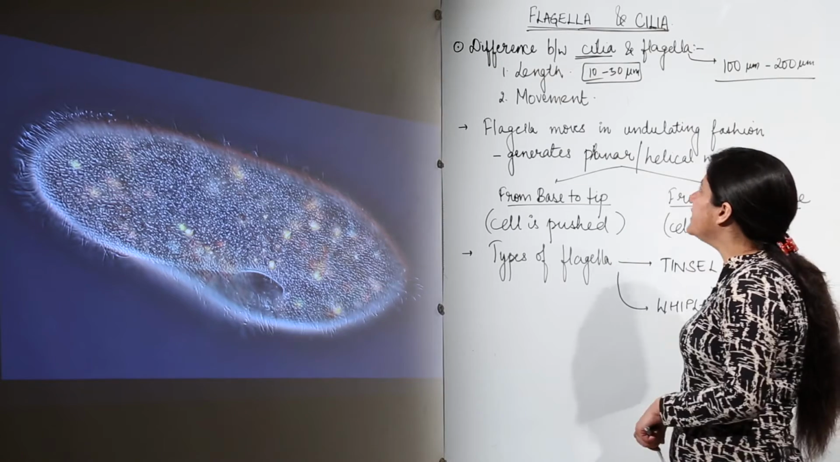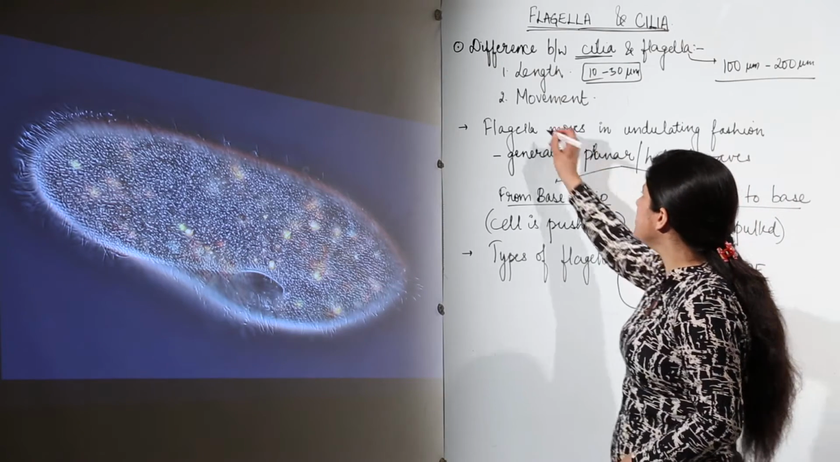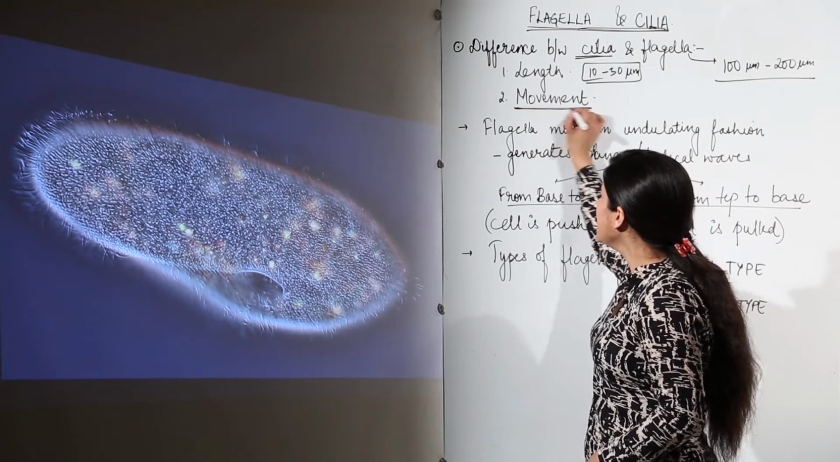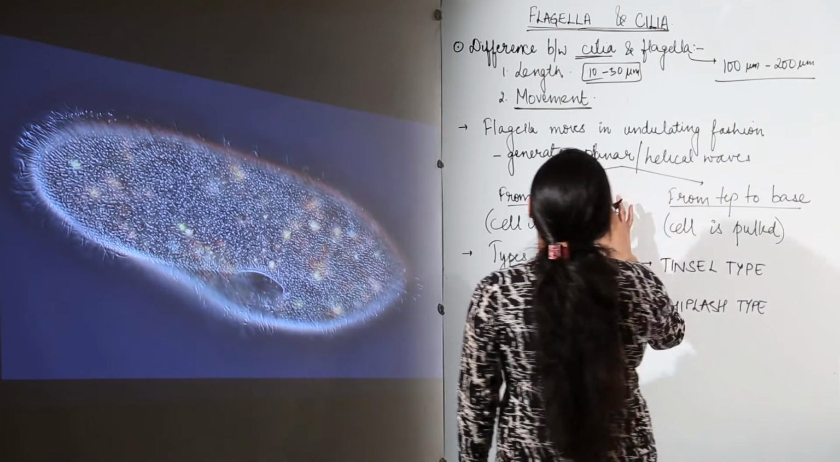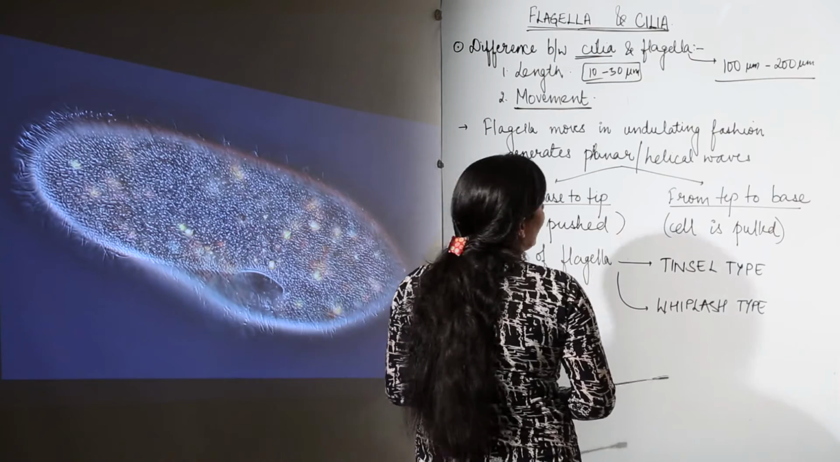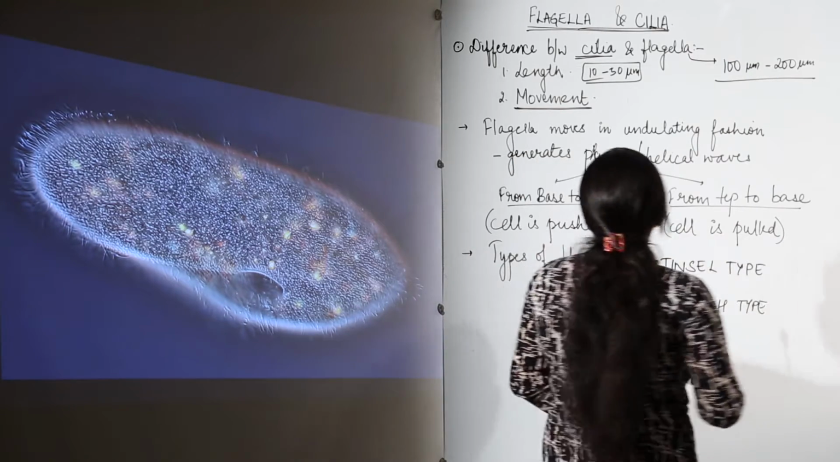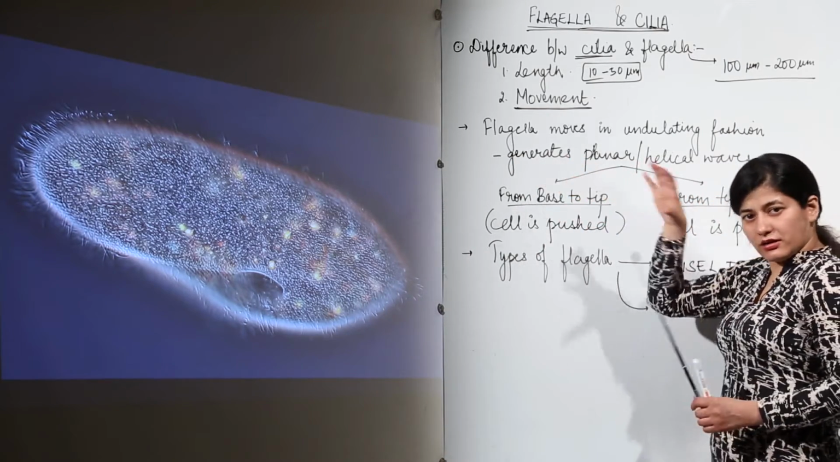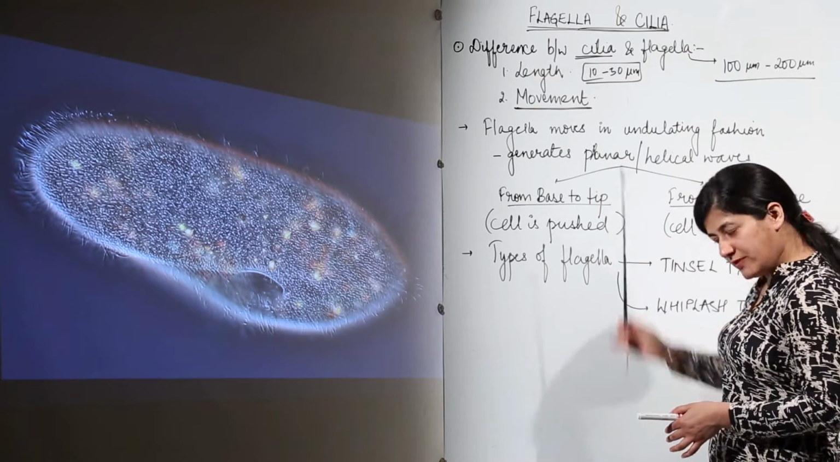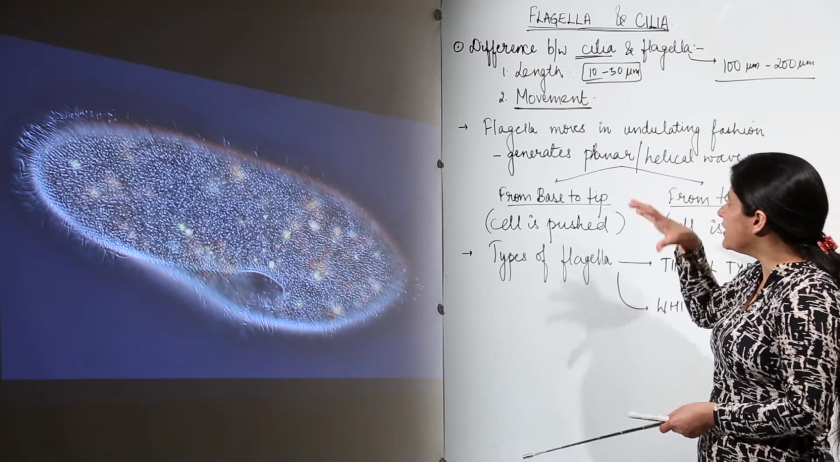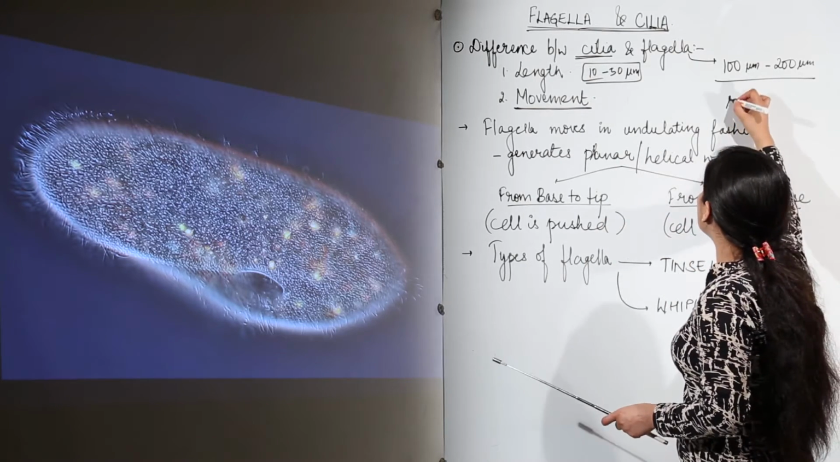Alright, for understanding the movement part, you need to consider flagella and the cilia movement differently. First of all, we see the movement which is brought about by flagella. Now see, there is a whip-like structure, we know that. When that whip moves, if that whip is being moved like this, what is being created? There are ripples which are being created.